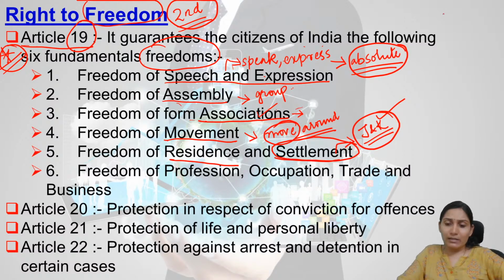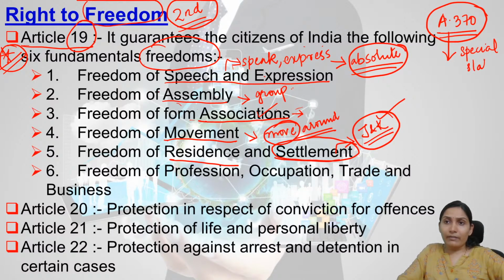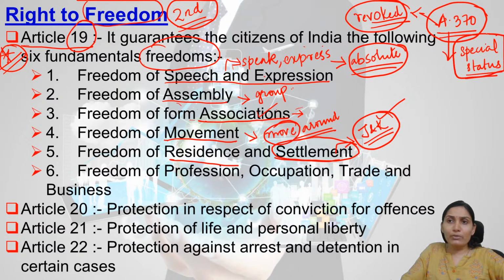Why? Because there was an article called Article 370. Article 370 had guaranteed Jammu and Kashmir special status. Now Article 370 was revoked by the Parliament last year, and after revoking it, the special status given to Jammu and Kashmir has been removed. So now any Indian citizen can go and reside in Jammu and Kashmir, buy property there and settle there. Okay, I hope you got it.